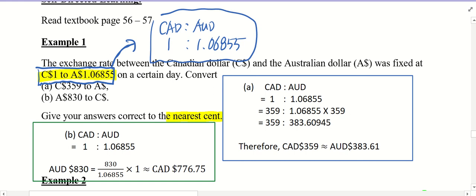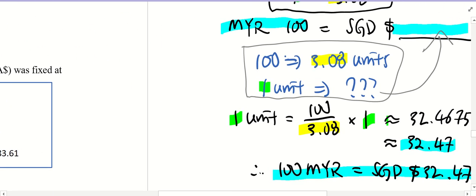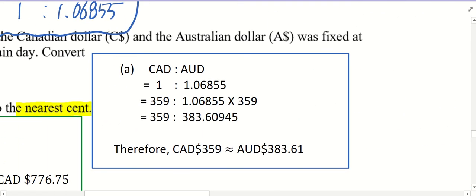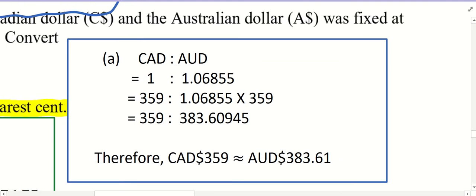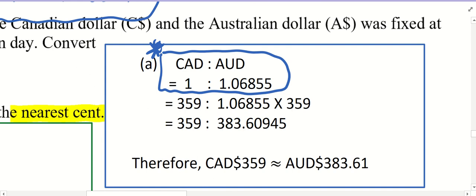Okay, so for part A, it is quite simple. You can do it in the way that I did it just now, the way that I express my answers like this. Or if you are quick, you can immediately do this. First, I always have to write down the information given in the question. This is my ratio. I must have the ratio first. All right, we have one Canadian is to 1.06 Aussie. We're interested in finding how much Aussie dollars it is for 359 Canadian. So you can see that from here, I just multiply by 359. All right, so here I also multiply by 359. This one is quite easy because our base ratio for Canadian dollars is 1.